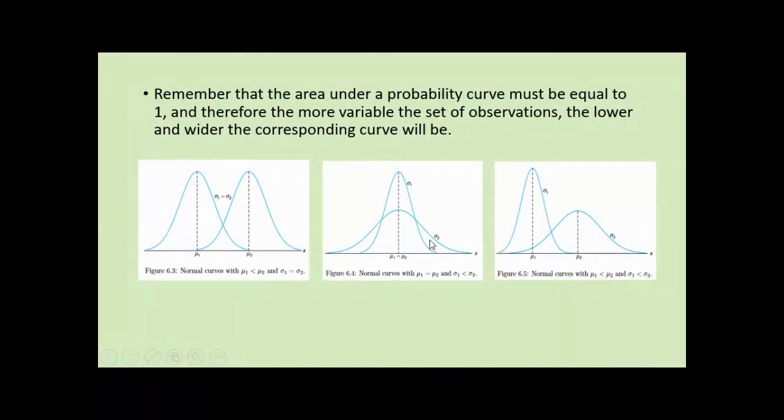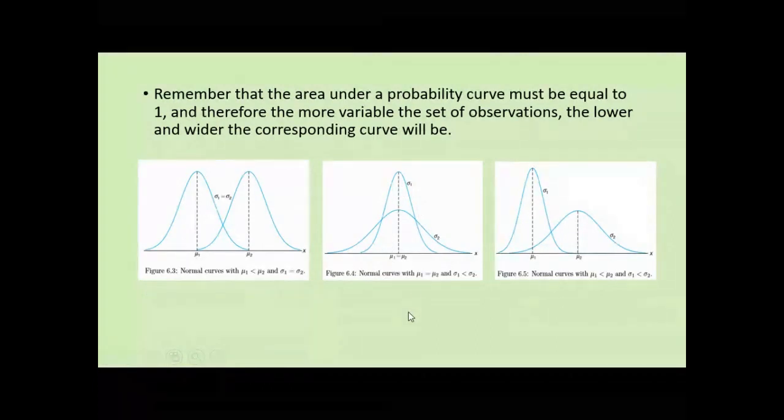So three different curves have been given here. Therefore, the more variable the set of observations, the lower and wider the corresponding curve will be. It means that if the data are more variable, the curve will be lower and wider, isn't it? Fine.